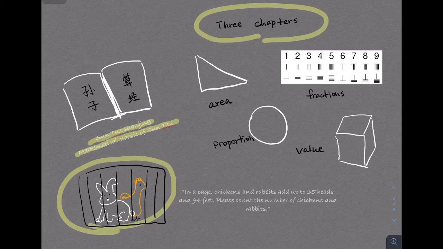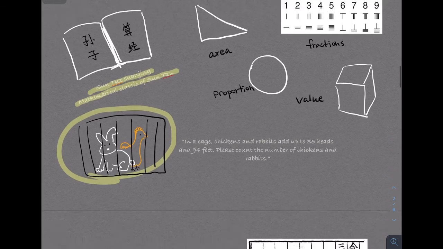In this question, we're going to use a linear equation with 2 variables to find the answer. This is a really famous question, but today we're going to focus on the Chinese remainder system.